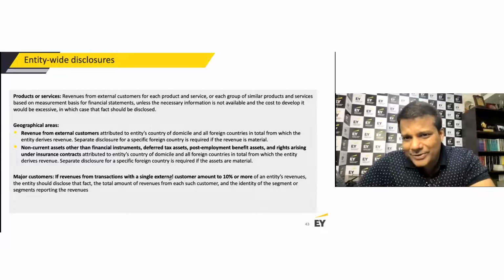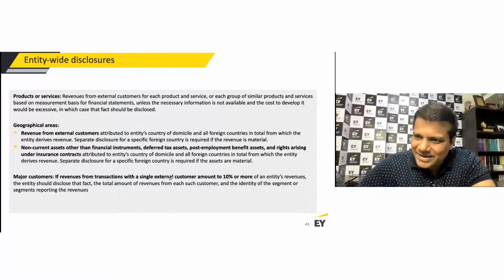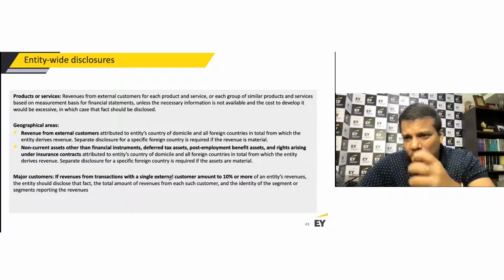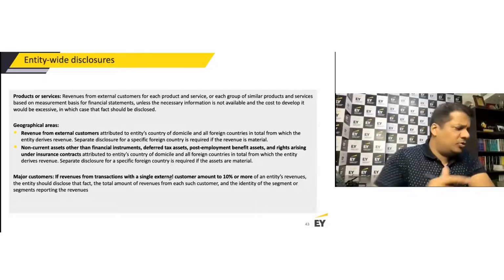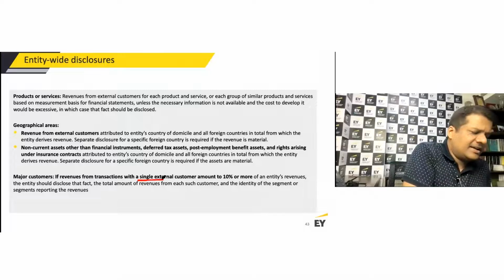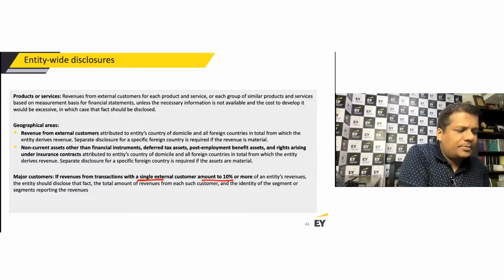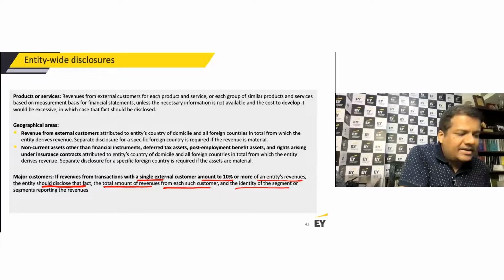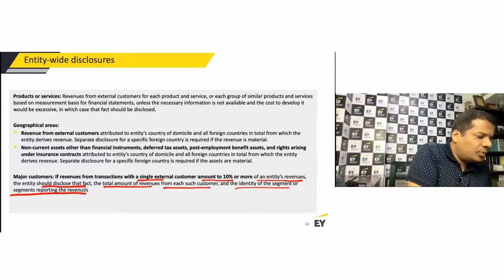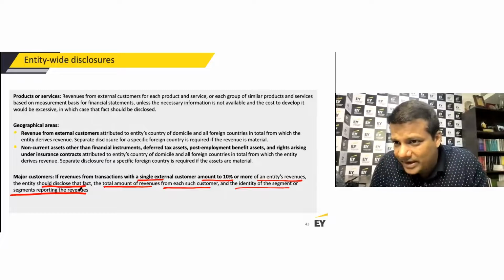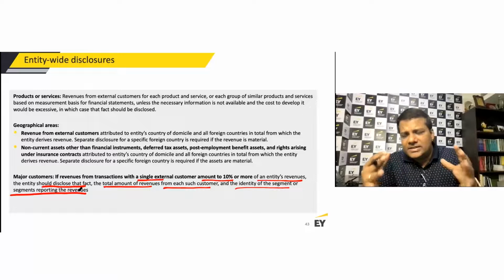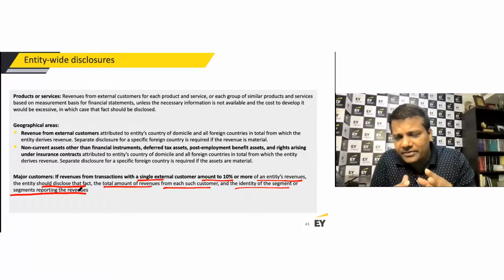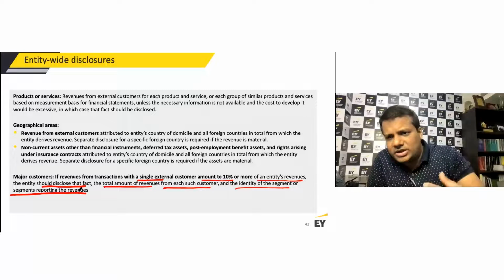You also need to provide information for major customers if they exceed the threshold. If revenues from transactions with a single customer amount to 10% or more of an entity's revenues, the entity should disclose that fact, the total amount of revenues from each such customer, and the identity of the segment or segments reporting them. You don't have to disclose the name of the customer. But you need to then disclose the total amount of revenues where you are dependent upon large customers.